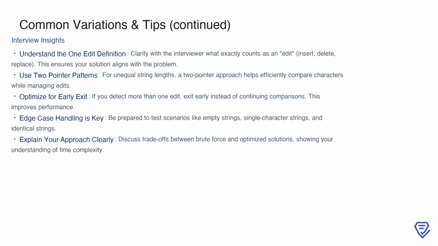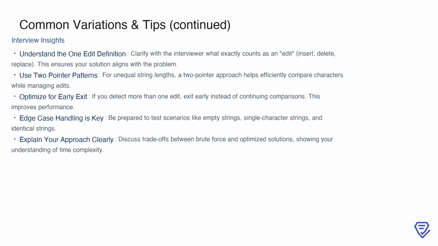To perform well in an interview setting, there are some key insights to keep in mind. First, make sure you fully understand the definition of one edit. Confirm with the interviewer what counts as an edit, such as whether it includes only insert, delete, and replace. This ensures your solution aligns with the problem's requirements. For unequal string lengths, a two-pointer pattern is a highly effective strategy. It allows you to traverse both strings efficiently while keeping track of edits.